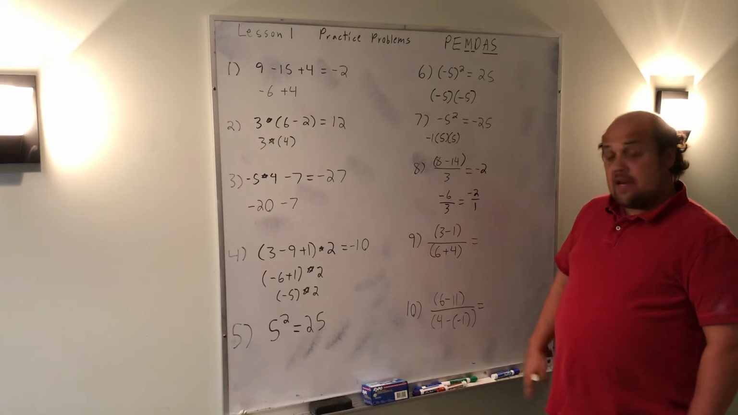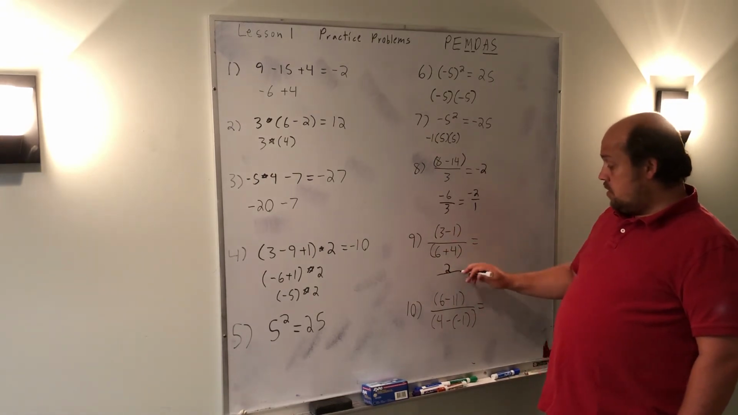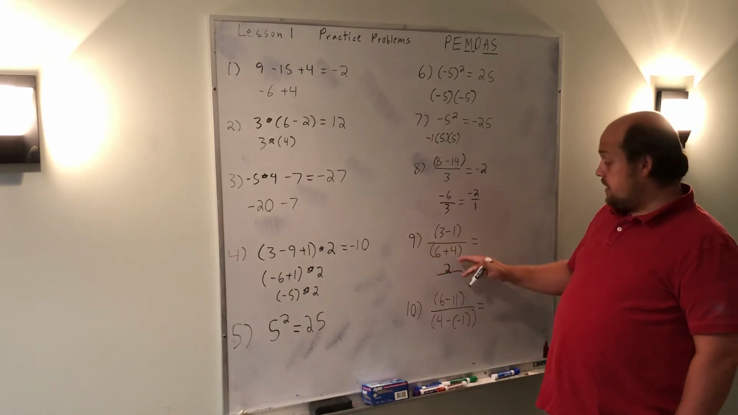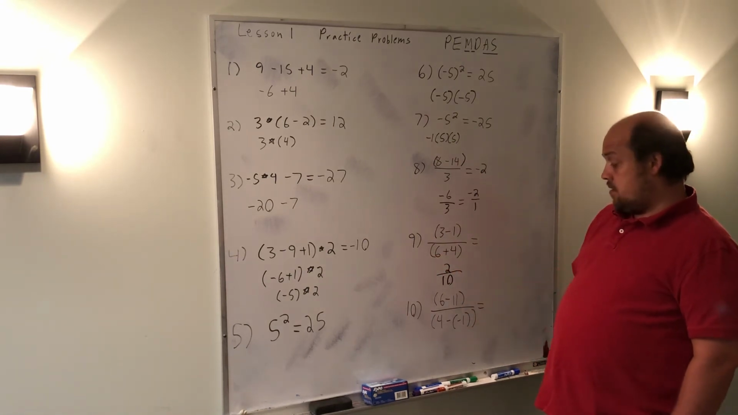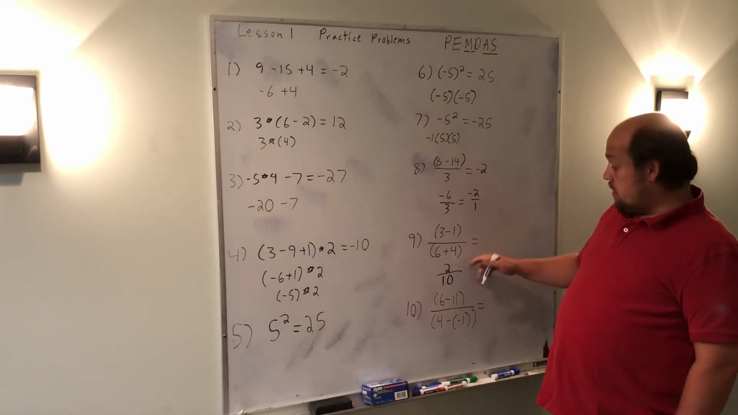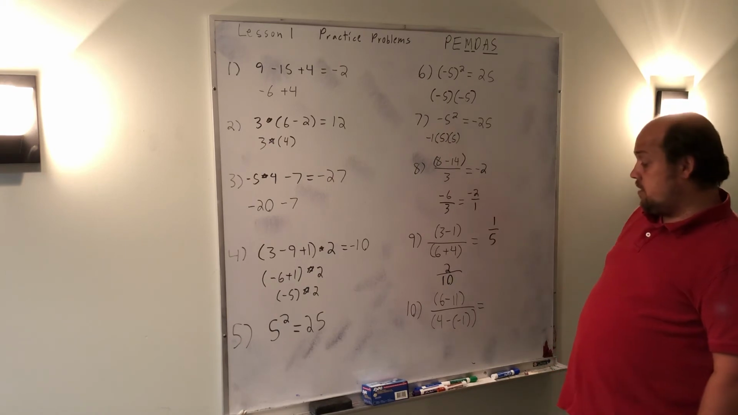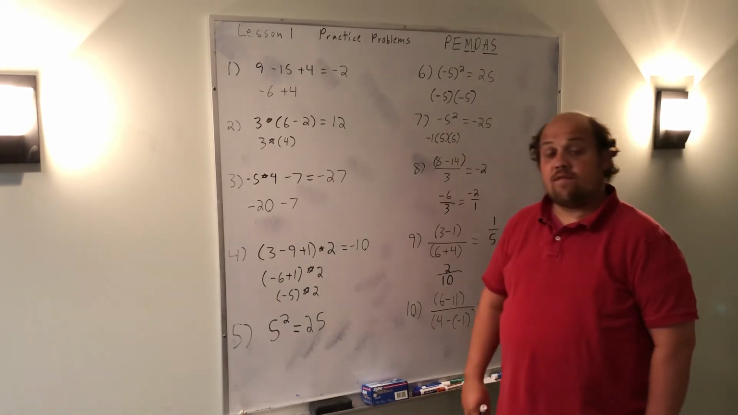For problem 9, I'm going to resolve the top first. 3 minus 1 gives me 2. Then I'm going to deal with the bottom. 6 plus 4 gives me 10. 2 goes into both 10 and 2. 2 goes into 2 1 time. 2 goes into 10 5 times. So my final answer there is 1/5.